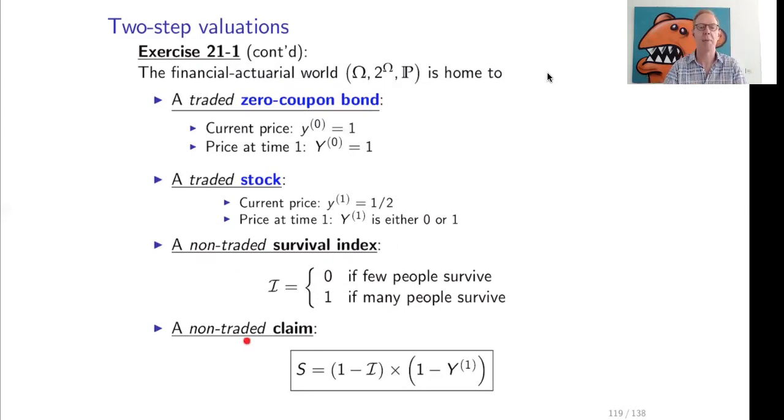There is another claim in which we are interested, a non-traded claim S, which is the product of 1 minus I and 1 minus Y1. Notice that we know from exercise 13 that in this setting, the claim I, the non-traded survival index, is an orthogonal claim. And of course, Y1 is traded and hence is a hedgeable claim.